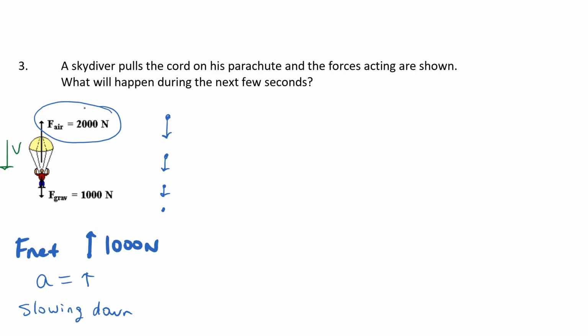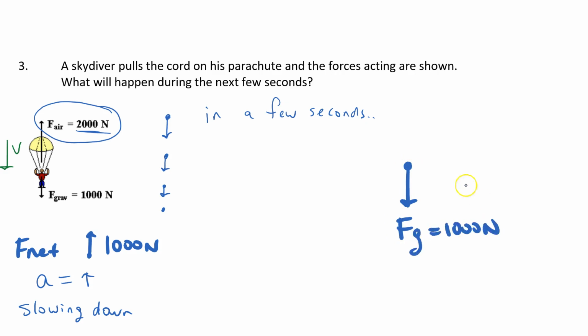As you start falling at a slower rate, this value of the force of the air pushing up into the parachute is going to come down a little bit. So eventually, in a few seconds, what might happen is that you slow down, and as a result, in the new free body diagram, the force of gravity is still going to be the same. But a little bit later, perhaps the air resistance has reduced to 1,000 newtons.